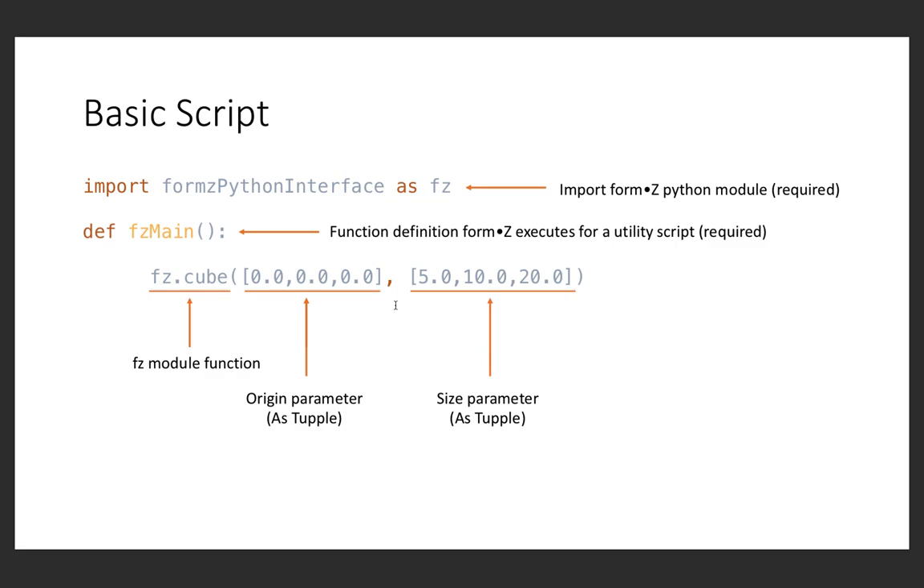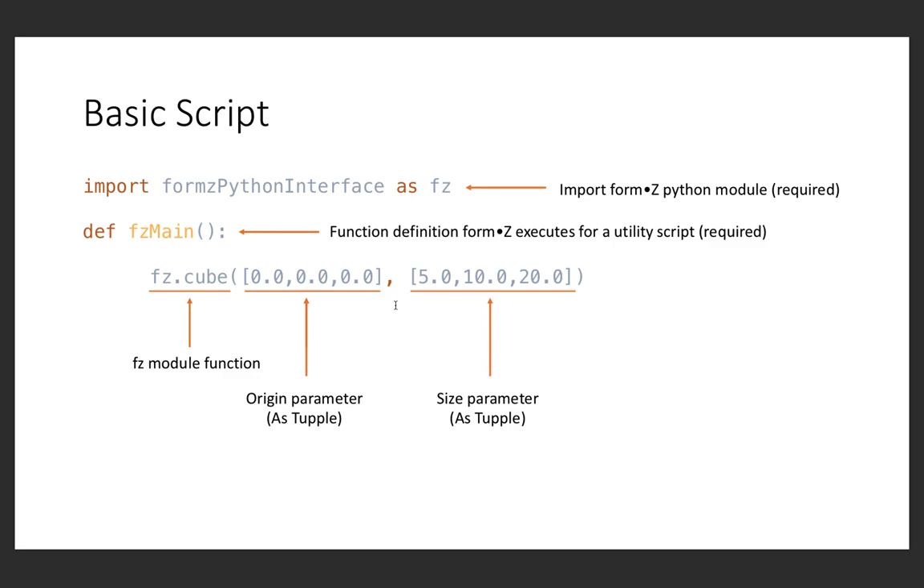So in this case, we're passing in what would be called a tuple in Python. It's just a collection of numbers, and in this case, we know that a cube needs an x, y, and z value for its origin and an x, y, and z size for its dimensions. So that's what we see being passed in here.